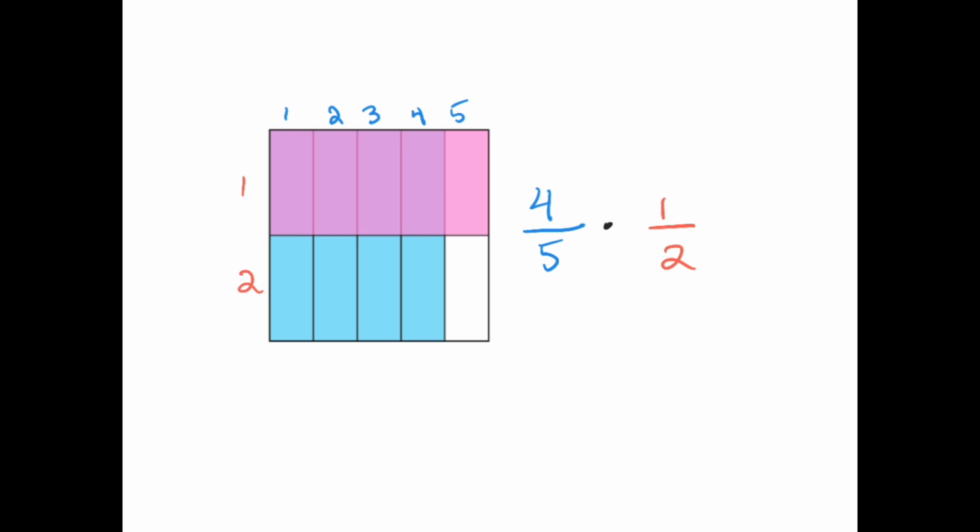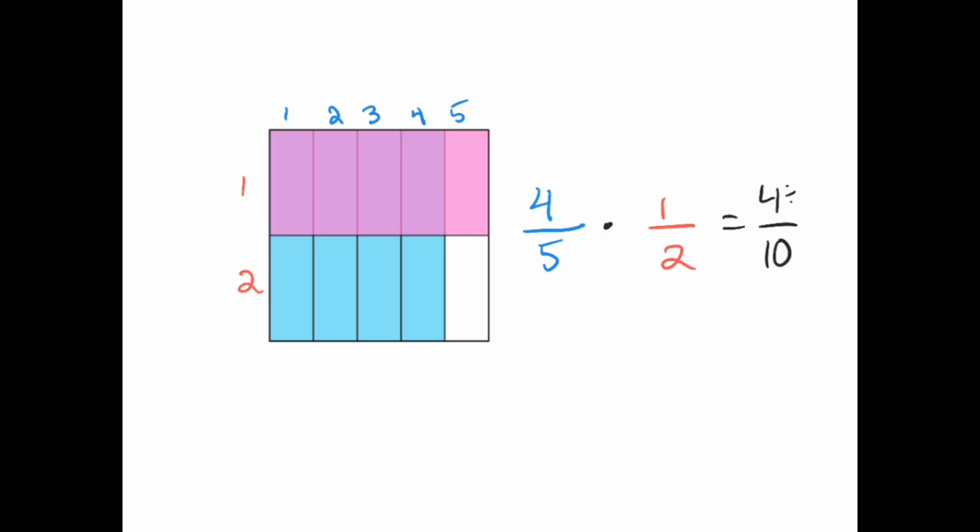Now let's find the product by reading the model. So ask yourself, how many are overlapping? So we have 1, 2, 3, 4. That overlapping is the pink and blue to make that purple color. We have 4. Then you have to ask yourself, how many little boxes all together? This is a 5 by 2, so this is 10.